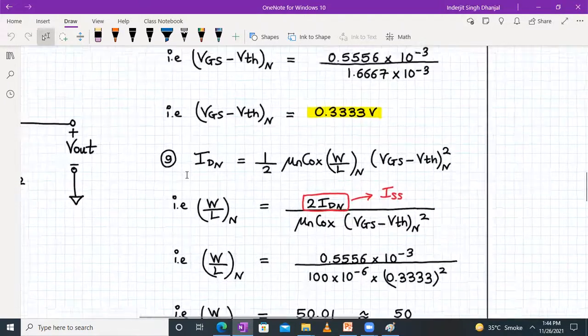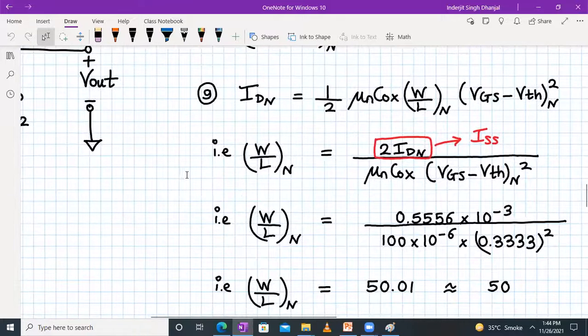Remember, we have to ultimately calculate W by L. So the drain current formula for the NMOS transistor is given by half mu n Cox W by L of N into VGS minus VTH the whole square. So from here, only W by L is unknown. We take it on the left hand side. So W by L of N will be equal to twice IDN divided by mu n Cox into VGS minus VTH of N the whole square.